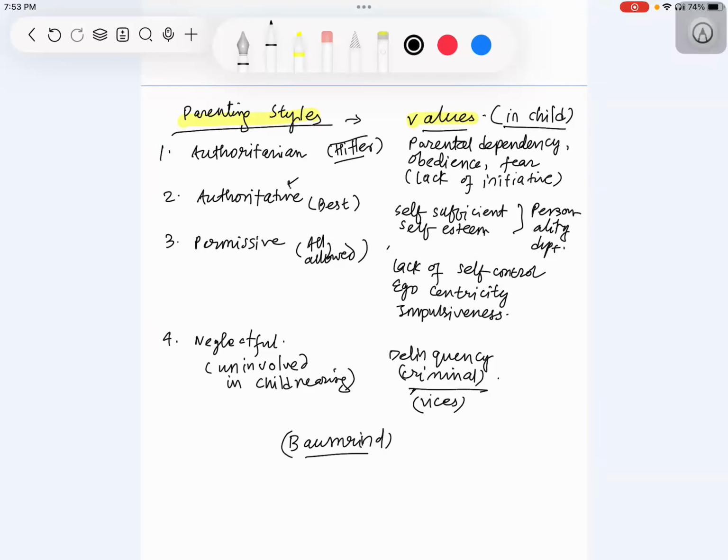You will say, look, if you watch TV your health will get spoiled, you will not study, or in some other way you will try to explain to them. If you are otherwise just punishing them without making them understand what mistake they made, that is authoritarian. Authoritative has many different dimensions.